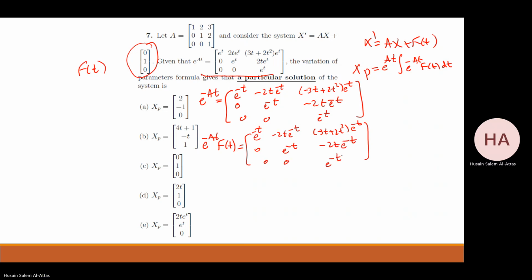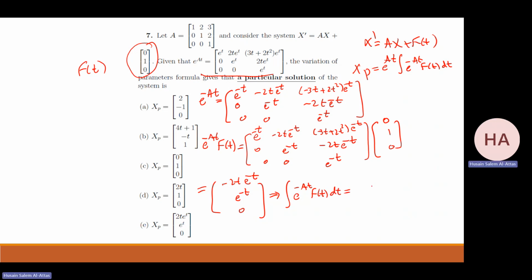0, 0. e^(-t) times f(t), which is 0, 1, 0. I think that will make it easier. So multiply this by this, I have minus 2t, e^(-t). I need only the second column. Here, e^(-t), 0. Okay, correct. And this gives me the second column. Okay, so what will be the integral now of this? Which is the integral of this. And that will be 0, minus e^(-t).